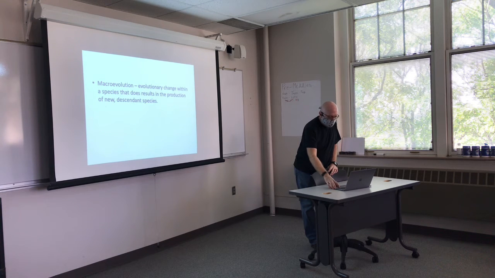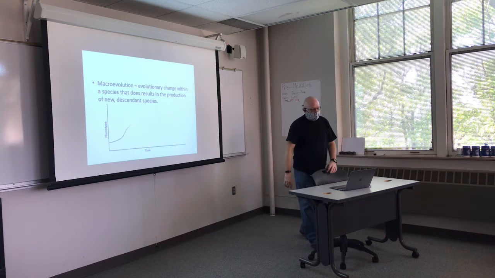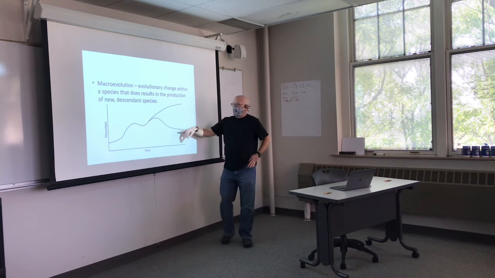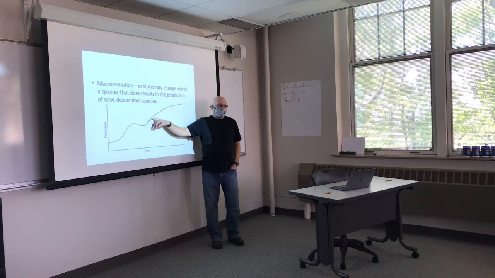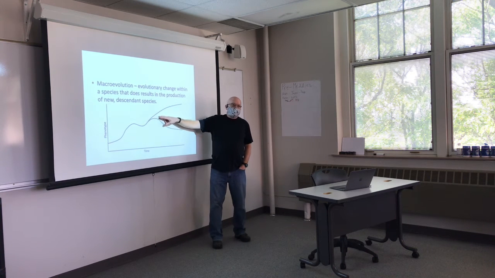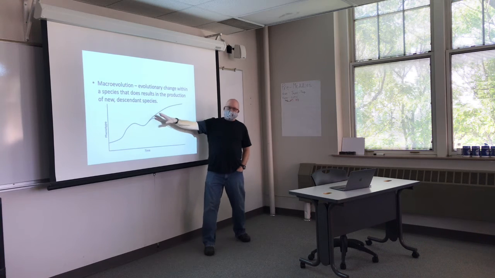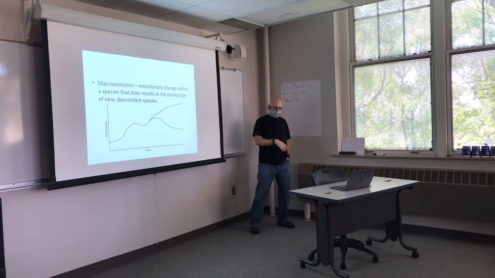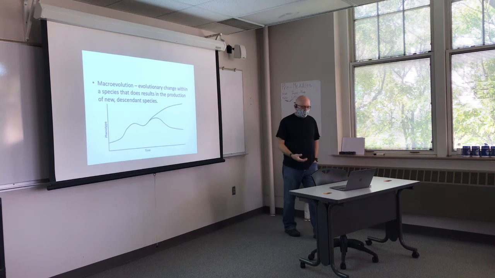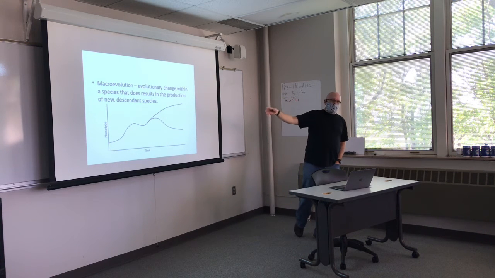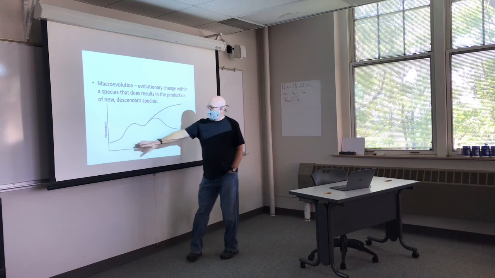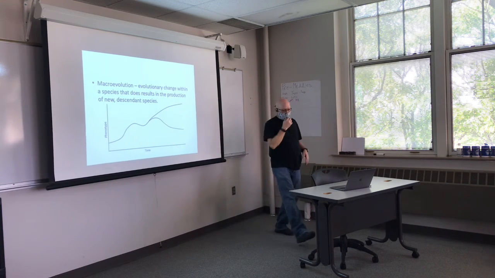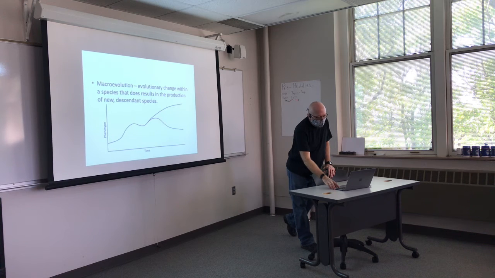This would be a similar kind of thing. Things are changing over time, but there comes a point when the population diverges and one portion of the population evolves one type of morphology, while the other part of the population takes on another type of phenotype. This is macroevolution, where you have an ancestral species eventually giving rise to two descendant species. So how does this work?